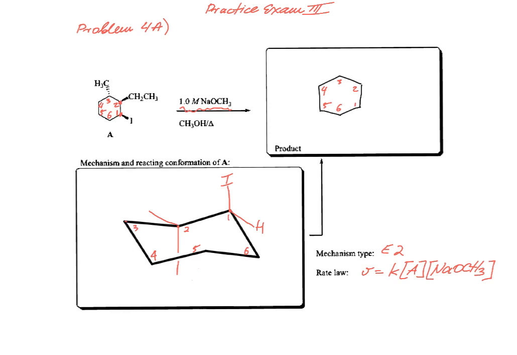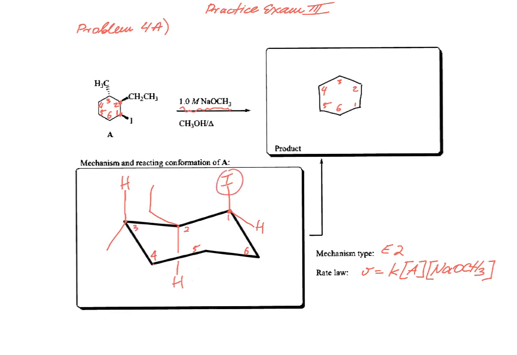Going to carbon number 2, ethyl group is up, hydrogen is down. Carbon number 3 is pointing up, axial bond up, equatorial down in the direction of bonds 4, 5 and 1, 2. I have CH3 down, hydrogen up. I go back to carbon number 1, that's the carbon atom that has the leaving group, iodo.